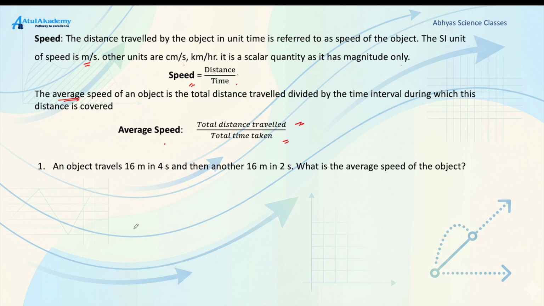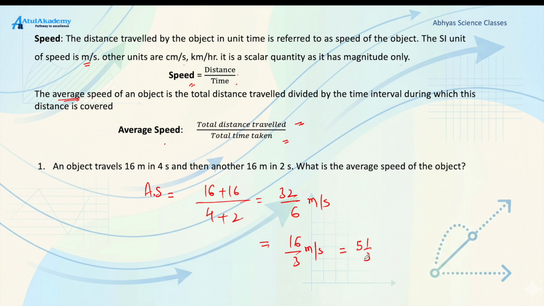Let's see this question here. An object travels 16 meters in 4 seconds and then another 16 meters in 2 seconds. So what's the average speed? Average speed is given by total distance, which is 16 plus 16, over total time, 4 plus 2. So it is 32 by 6 meters per second, which, if you cancel it out, is 16 by 3 meters per second, or 5 1 by 3, or 5.33 meters per second. I hope this is clear, students.